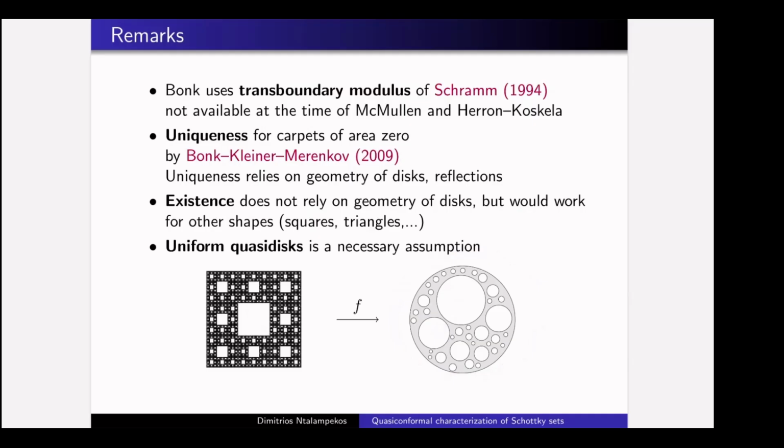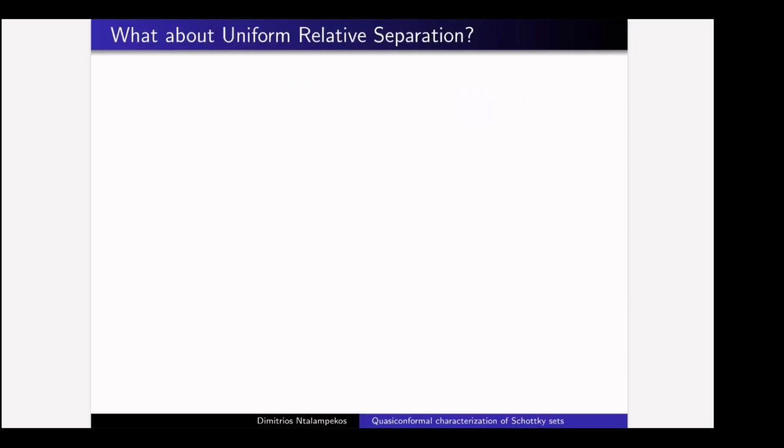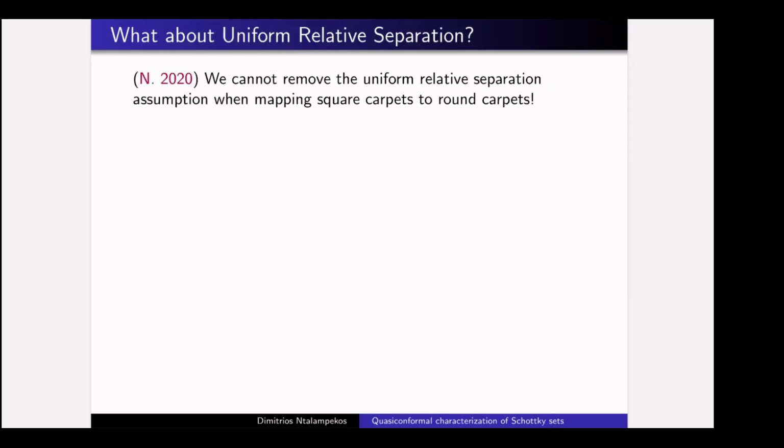So since my PhD thesis, I started studying the problem of removing this assumption of uniform relative separation. Can we remove it? And if we remove it, what happens? So the first easy observation is that if we want to convert a square carpet to a round carpet, then we cannot remove the assumption. It's actually a necessary and sufficient condition so that a square carpet can be mapped to a round carpet.